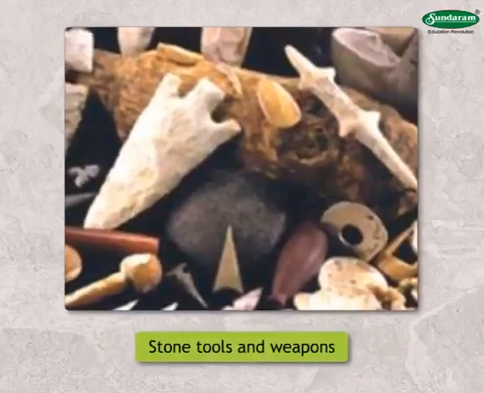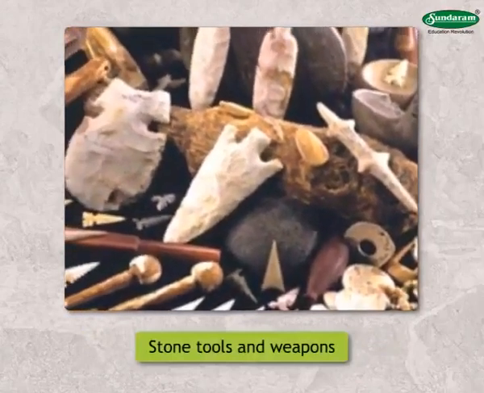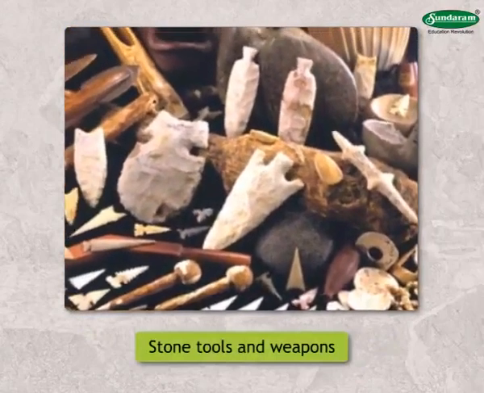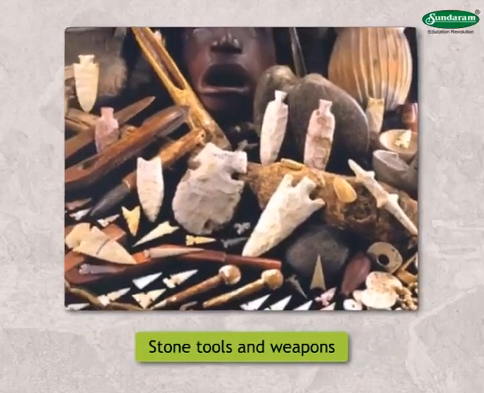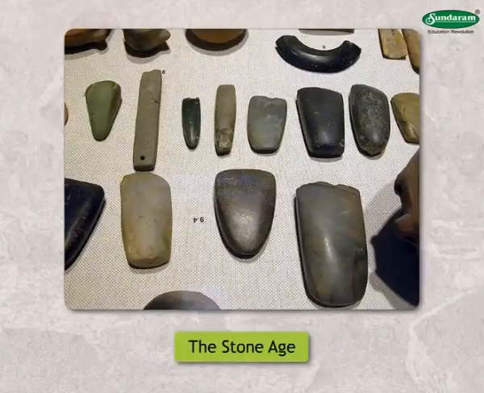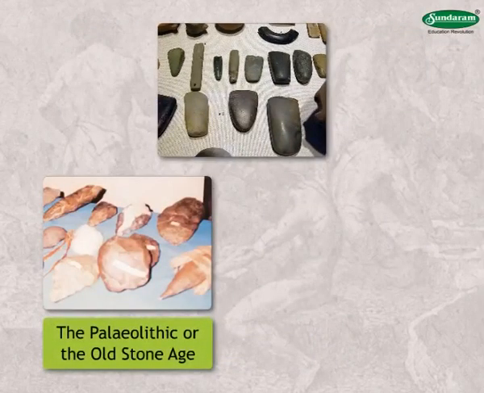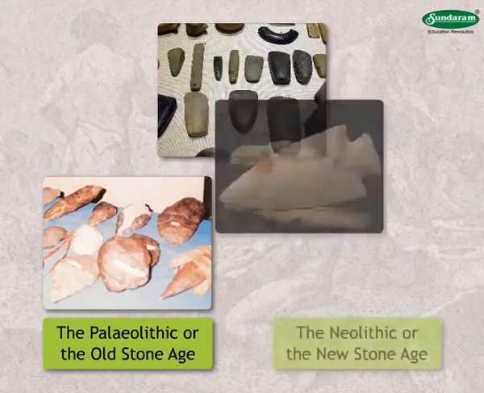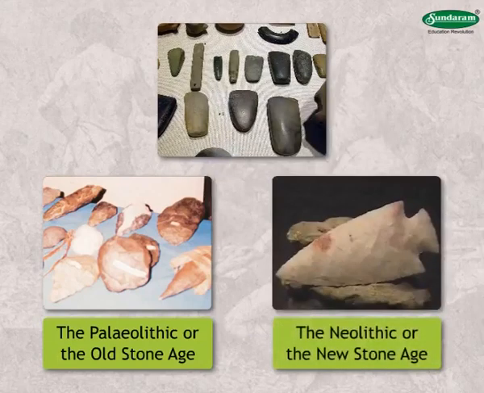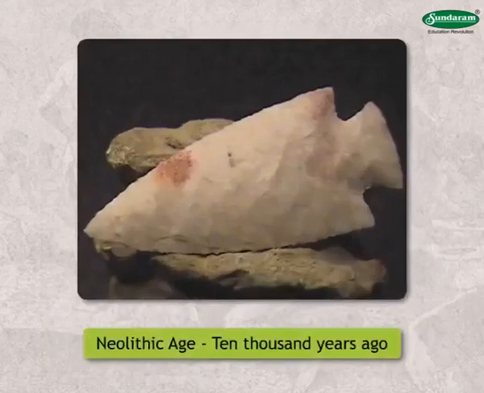Many stone tools and weapons have been found in excavations. During the Stone Age, man steadily made progress in the technique of making tools and weapons. The Stone Age is divided into two periods: the Paleolithic or the Old Stone Age and the Neolithic or the New Stone Age. The Neolithic Age began about 10,000 years ago.